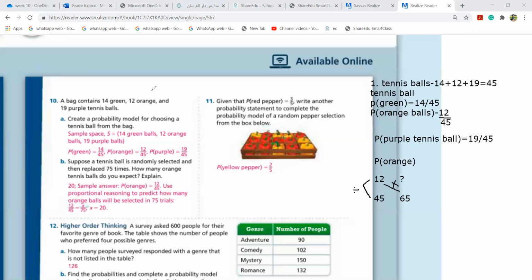So please can you tell me the answer, Noor? When I divide 12 by 45, what do I get? 0.27. 0.27 multiplied by 75, now do that. 17.3. Okay, so almost 17 balls. Oh, girls, it's not 65, it is 75 here. What should I do? I will strike it off and make it 75.